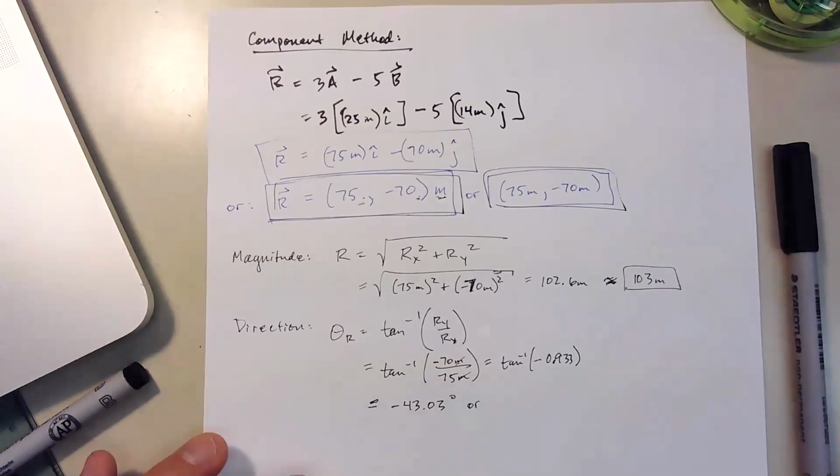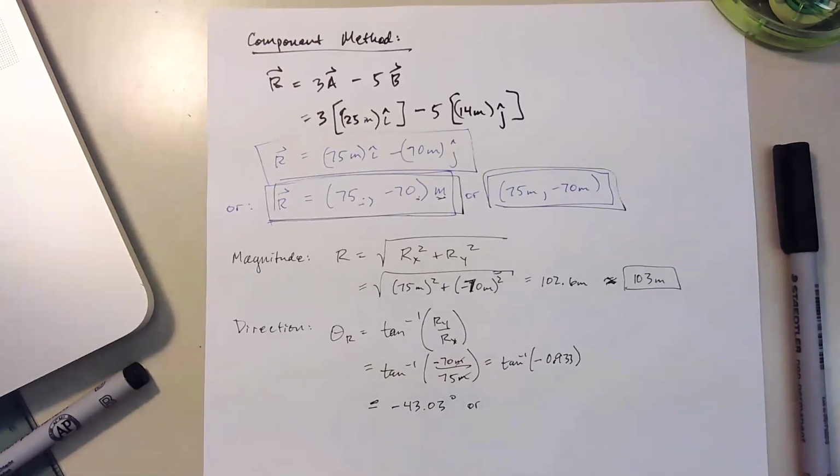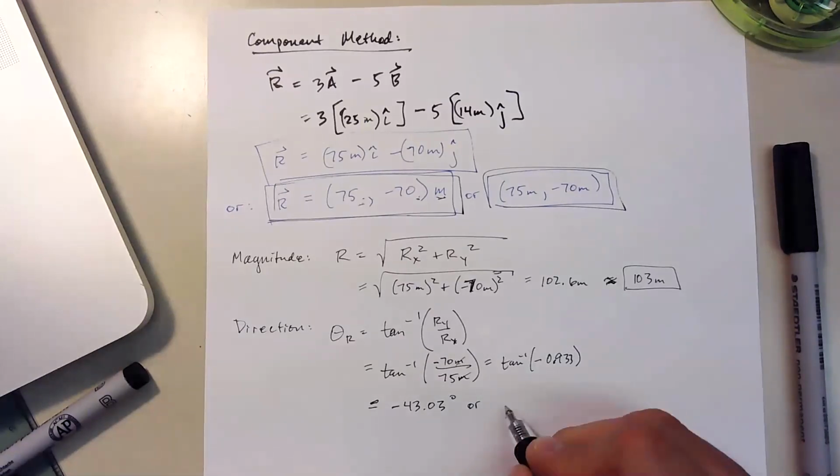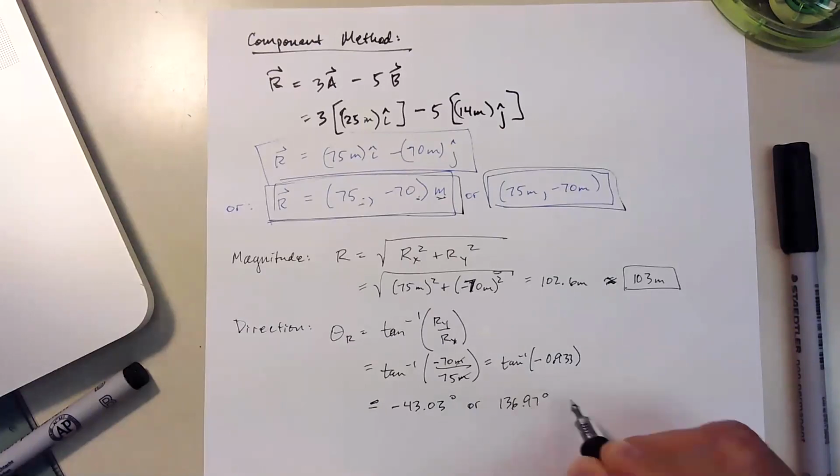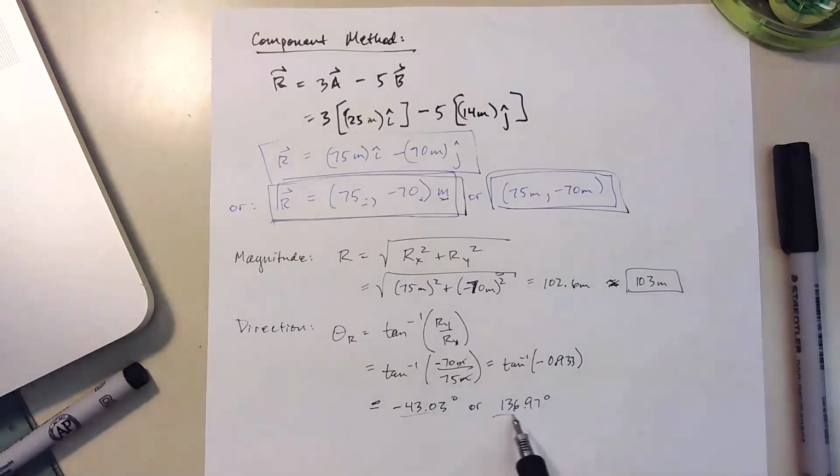And my calculator doesn't tell me the other answer, but I know if I add 180 degrees, I will get the other one. And the other answer is 136.97 degrees. Now, how do I know which one of these is correct?